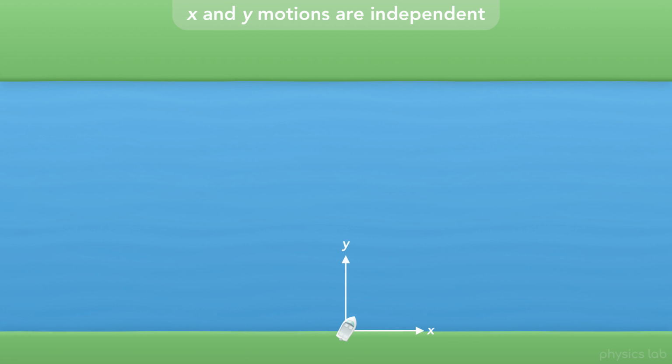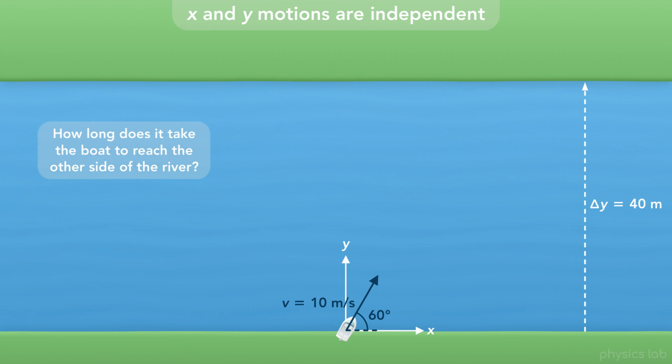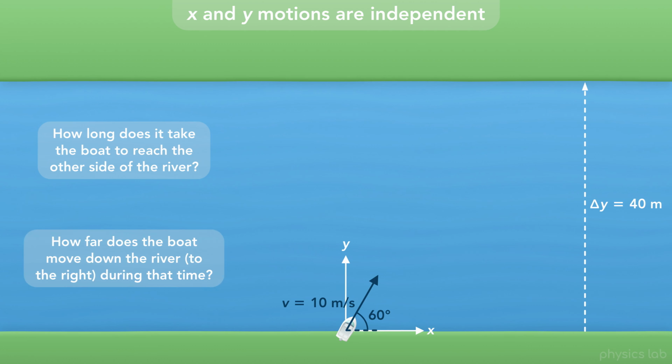Let's say the x direction is to the right along the river, and the y direction is upwards across the river. If the velocity of the boat is 10 meters per second at an angle of 60 degrees, and the river is 40 meters straight across, how long does it take the boat to reach the other side of the river? And how far does the boat move down the river to the right during that time? Keep in mind that for this example, the water is not moving.